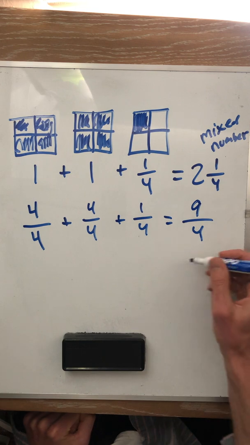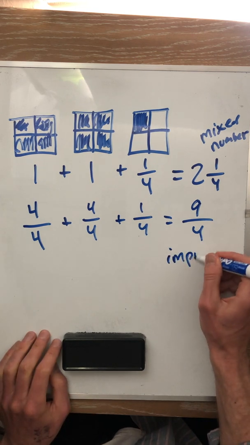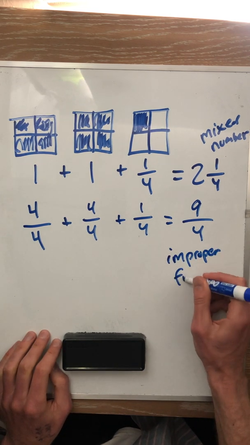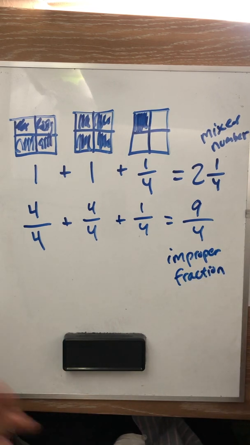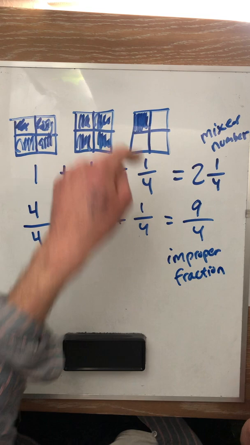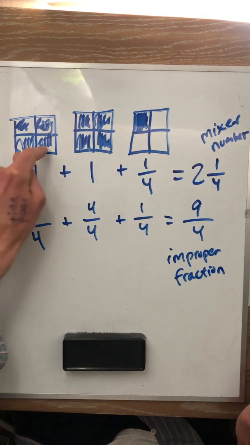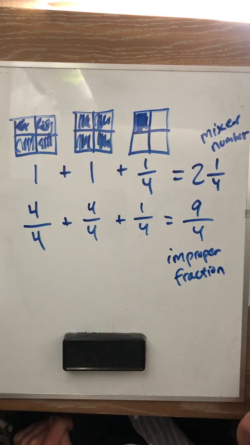9/4. So 9/4 is the improper fraction, and it's the same thing as 2 1/4. It just depends how you look at it. Do you want to see it as 2 1/4, or do you want to see it as 1, 2, 3, 4, 5, 6, 7, 8, 9/4?